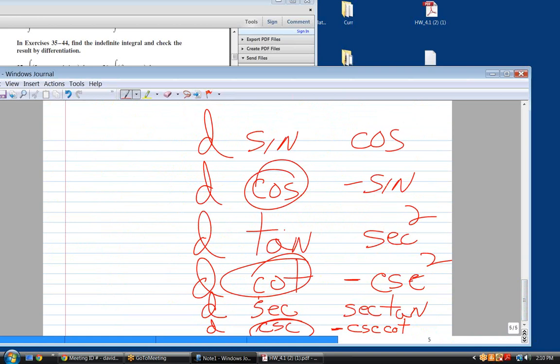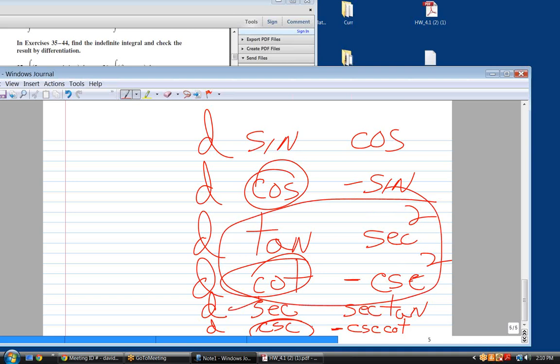But this little thing here for the 6 functions, it's very useful. Not only that, but notice the other patterns here. In other words, the cotangent is the cofunction of tangent, and the cosecant is the cofunction of secant. So there's a pattern between those two.